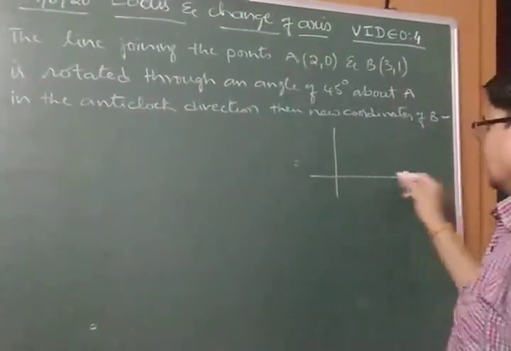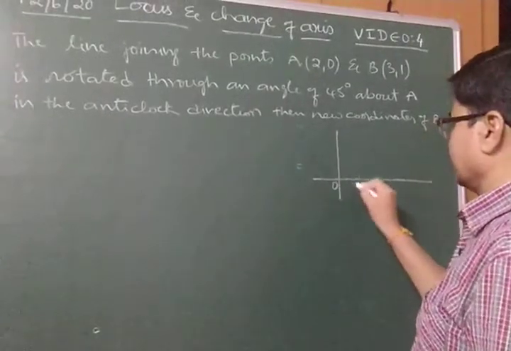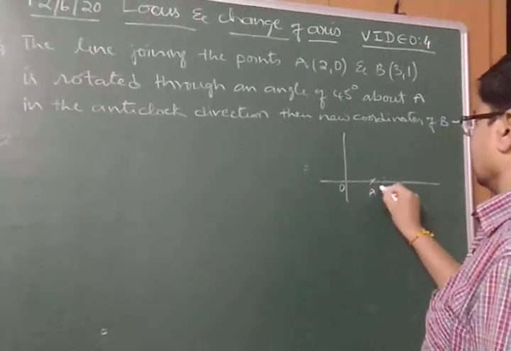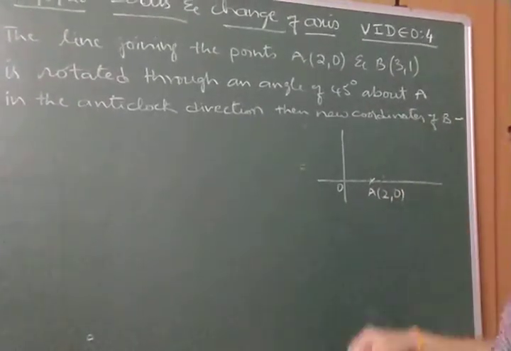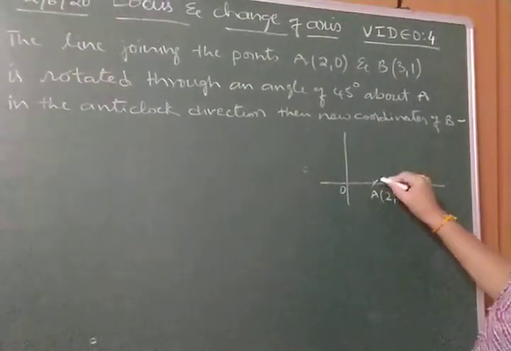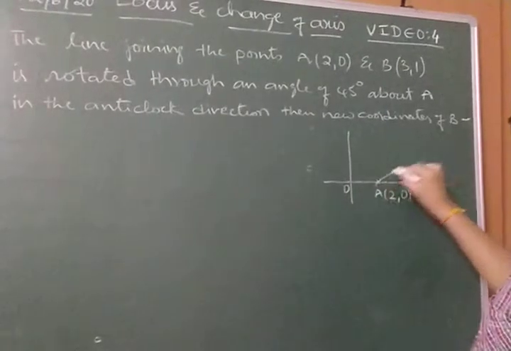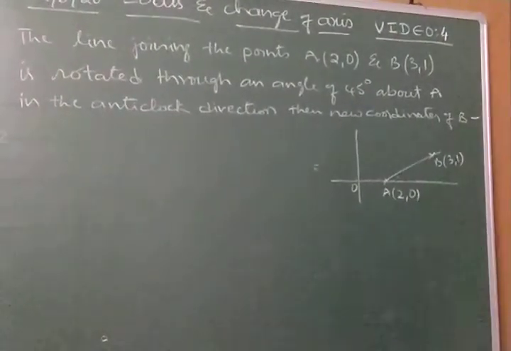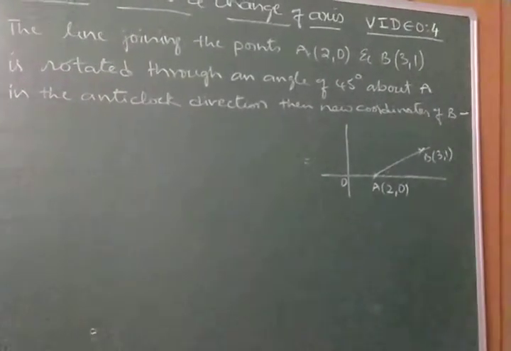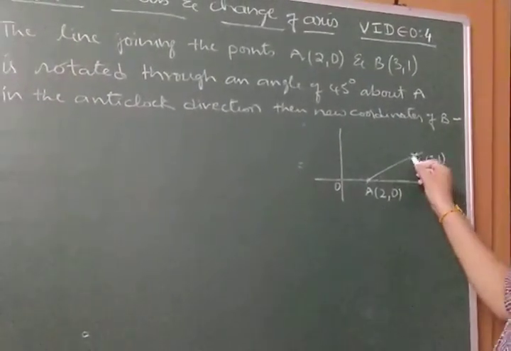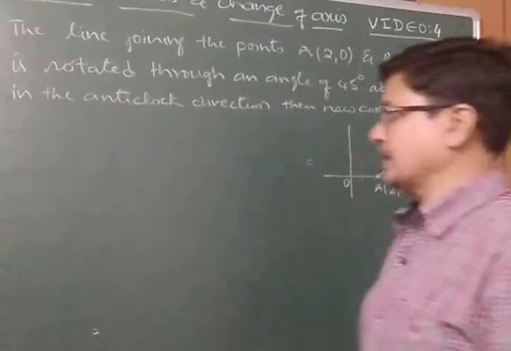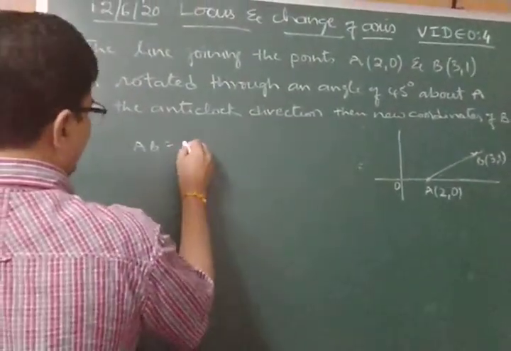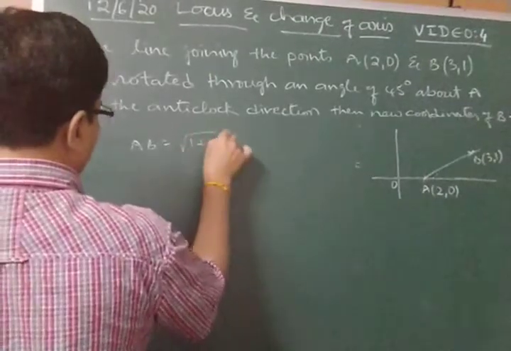This is the x-axis and y-axis. This is the origin. Now A, here (2, 0), is a point on the x-axis, and B (3, 1) is another point in the first quadrant. Now, what is the distance between AB? AB is equal to square root of 1 plus 1, that is root 2.